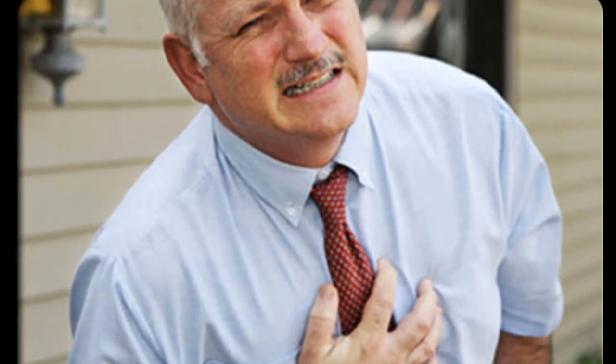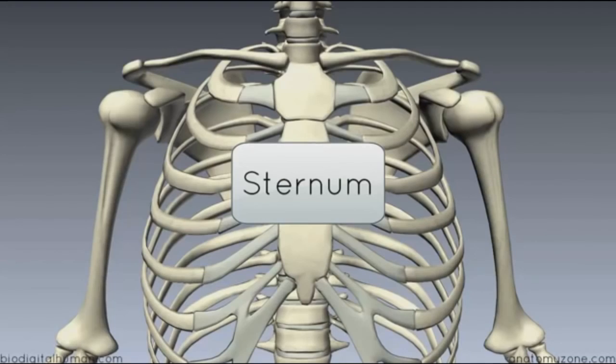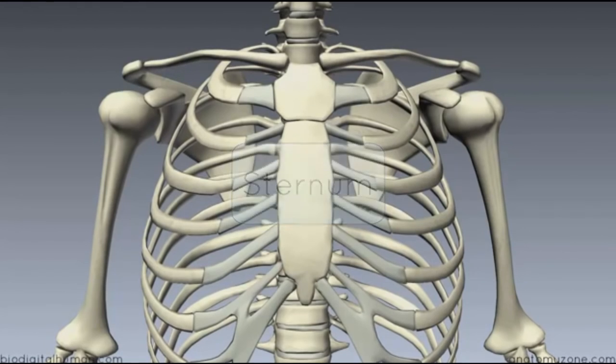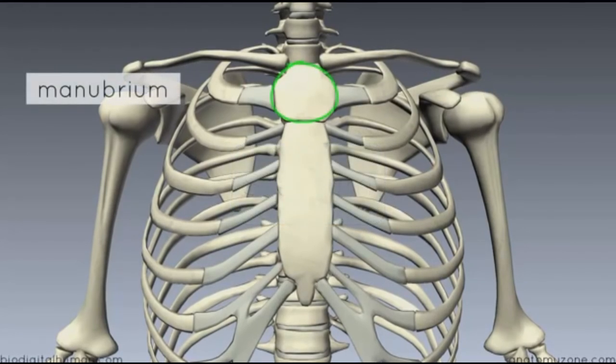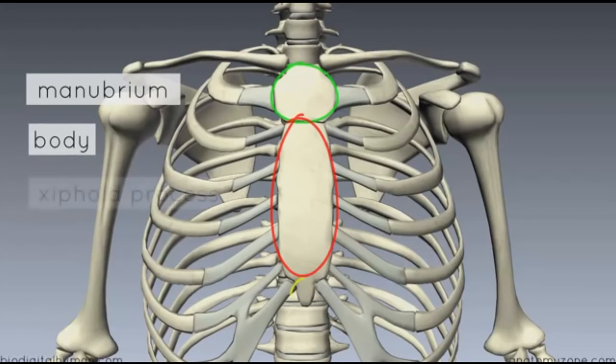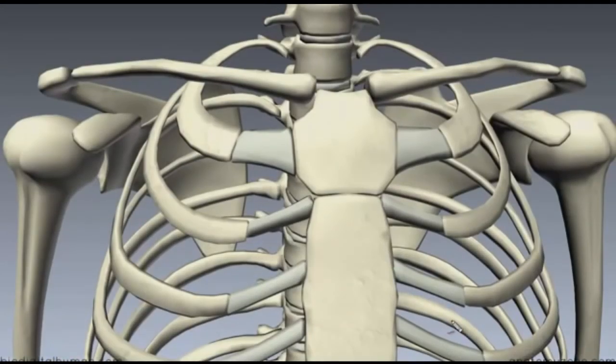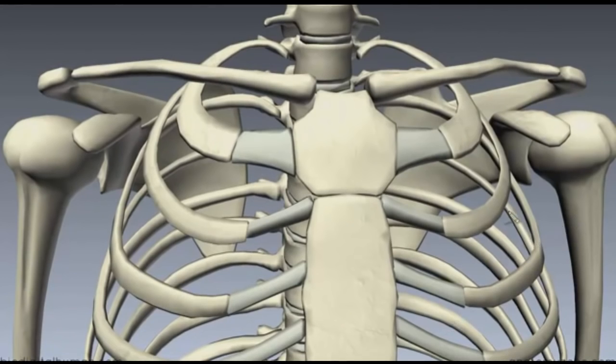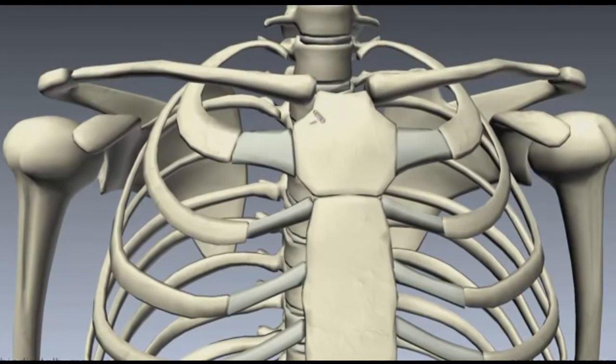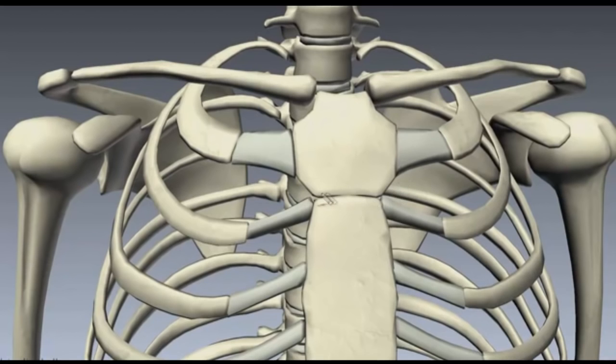Okay, so this is a quick tutorial on the sternum. The sternum consists of three parts. You've got the manubrium of the sternum, the body of the sternum, and the xiphoid process inferiorly. We'll begin by taking a look at the manubrium of the sternum first. This is the superior part of the sternum.